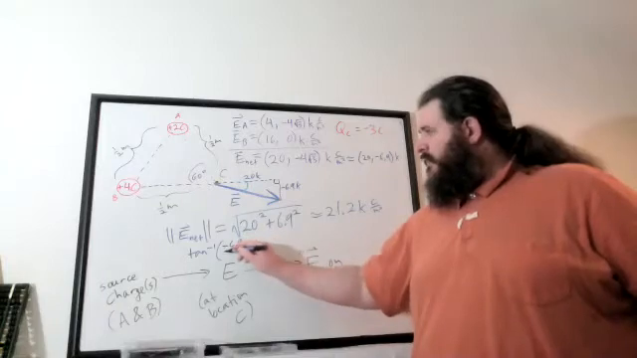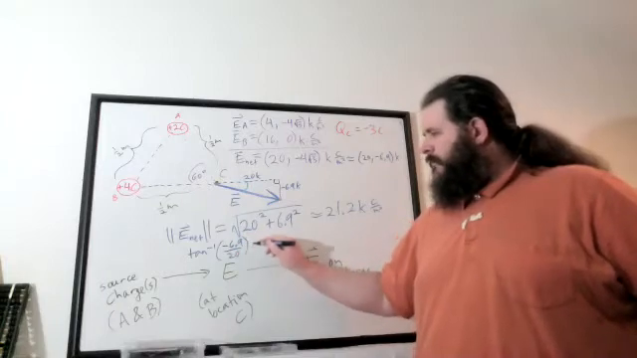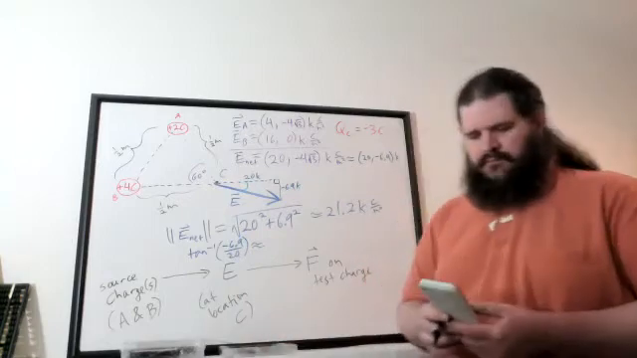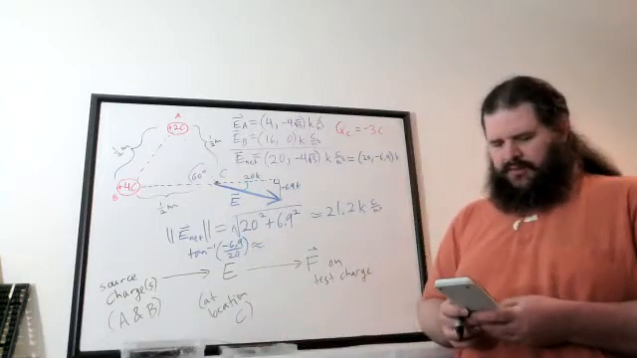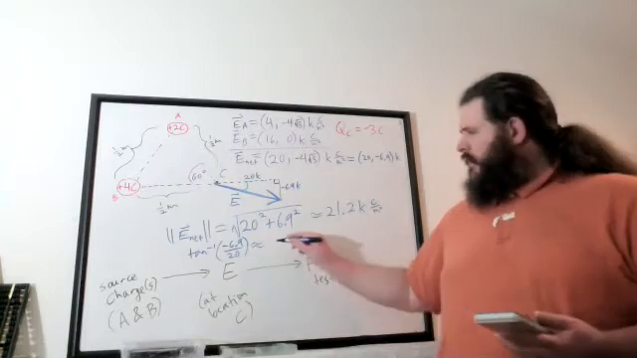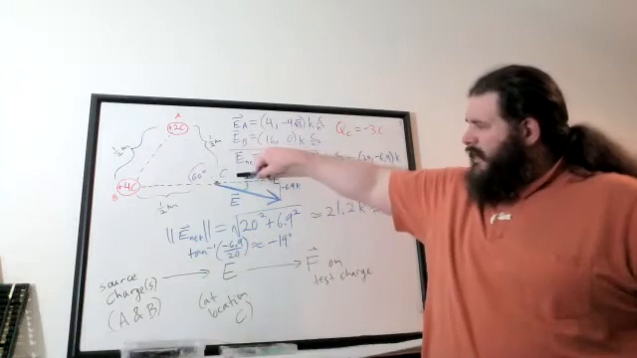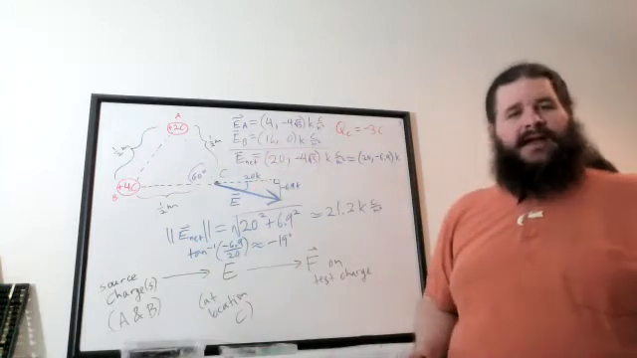Negative 6.9 divided by 20. Let's see what that is. Inverse tangent of 6.9 over 20 is about negative 19 degrees. The negative just signifies below, or clockwise from, the axis.